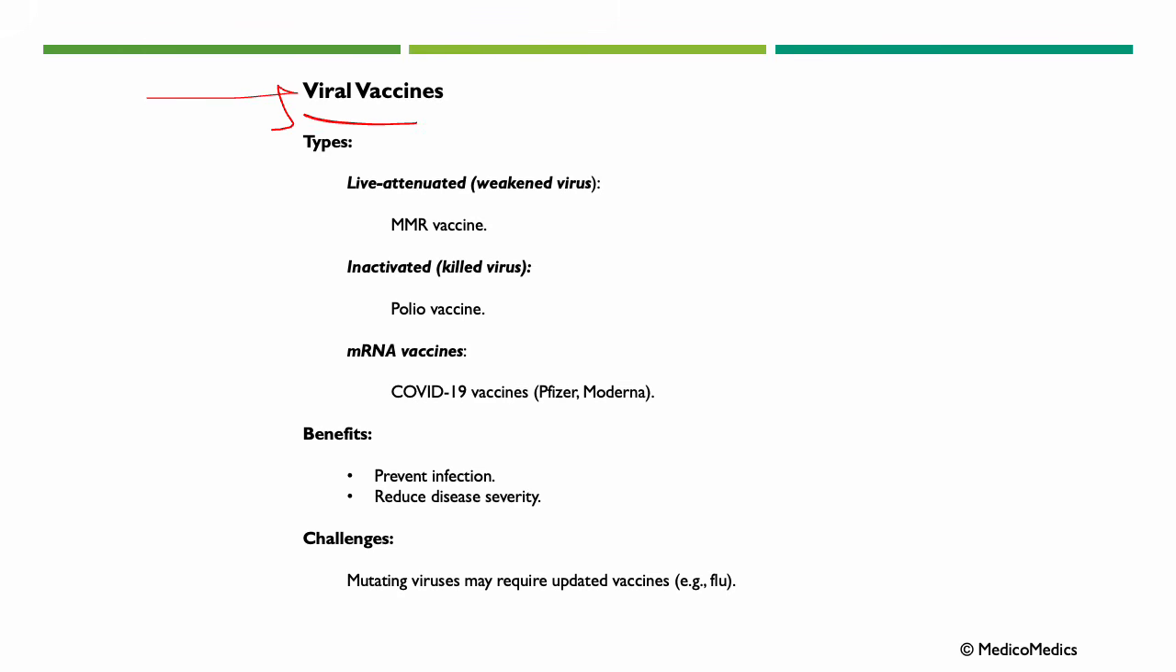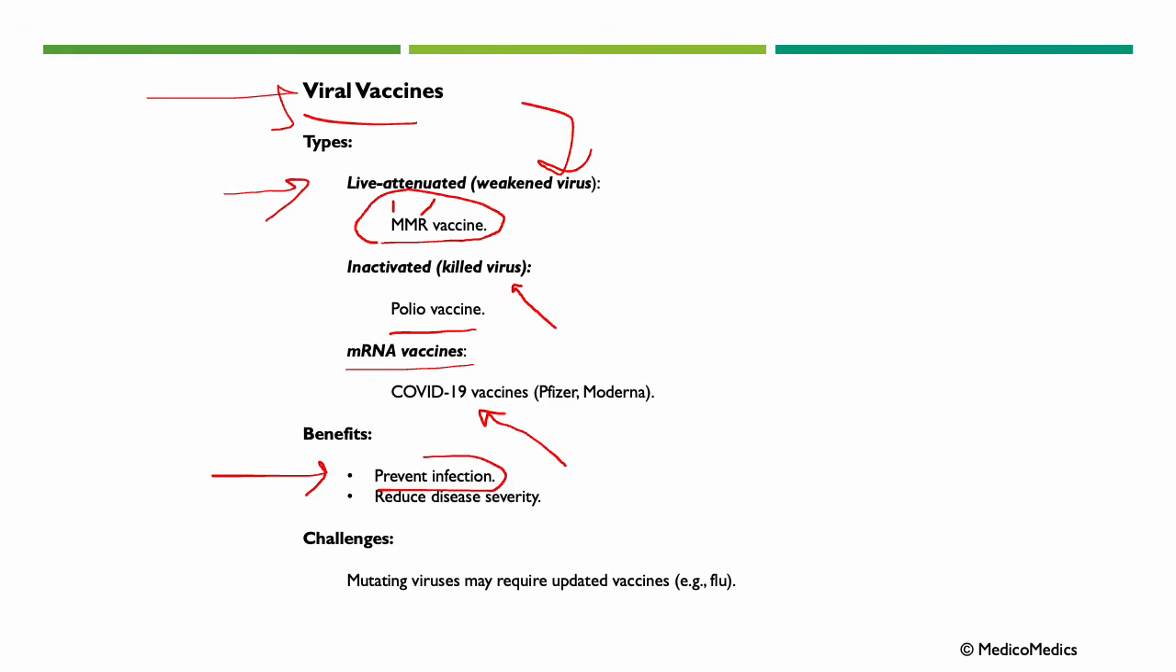Now let's talk about viral vaccines. So we have weakened viruses used to stimulate our immune system, to train it essentially, like the MMR vaccine, the mumps, measles, and rubella vaccine. We can use killed virus, like in the polio vaccine. We have mRNA vaccines, like the COVID-19 vaccine. And what are some benefits? Well, preventing infection and reducing disease severity.